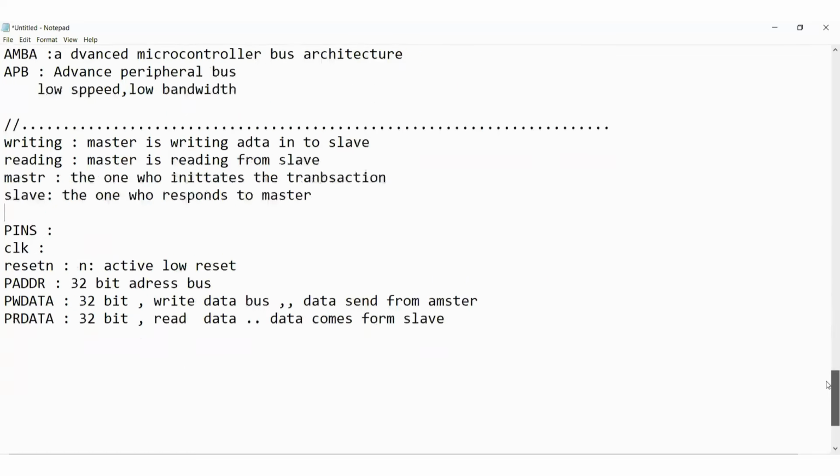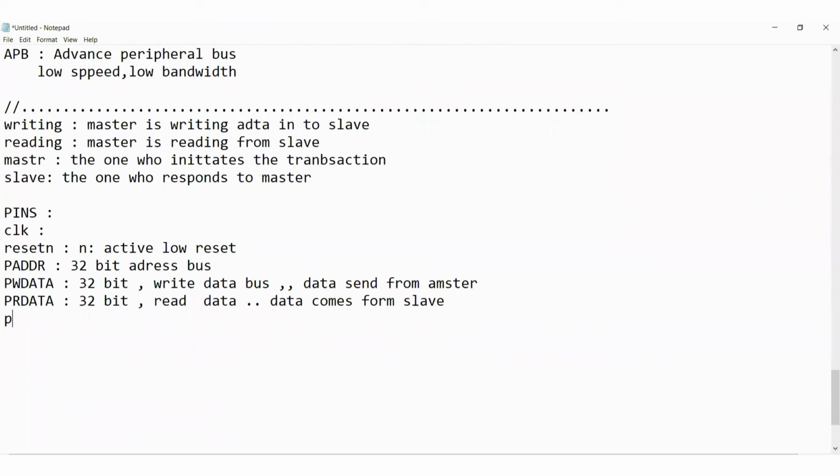Okay. Now there is one PSELx signal. Here x stands for the number of slaves. When this signal is 1, then that slave is active. It is sent from the master.